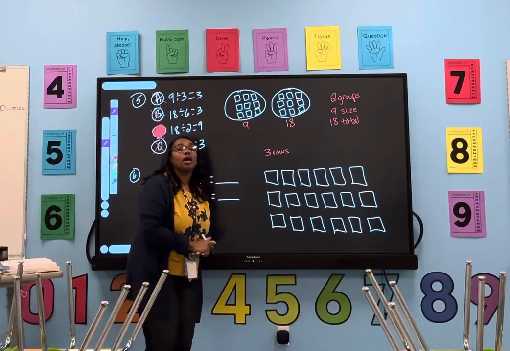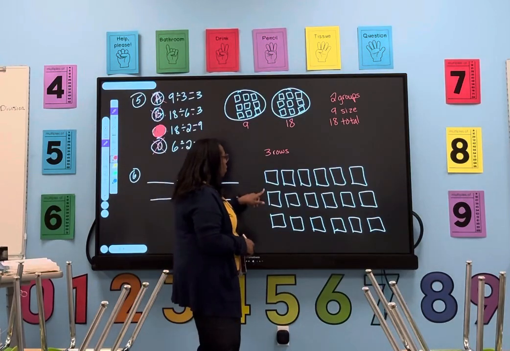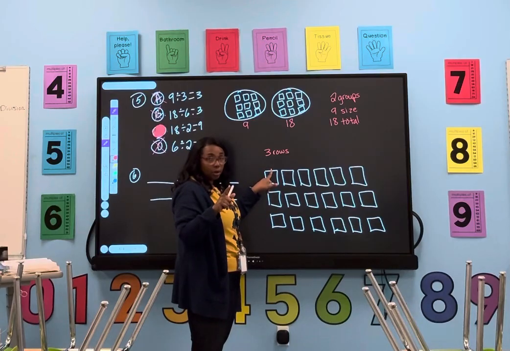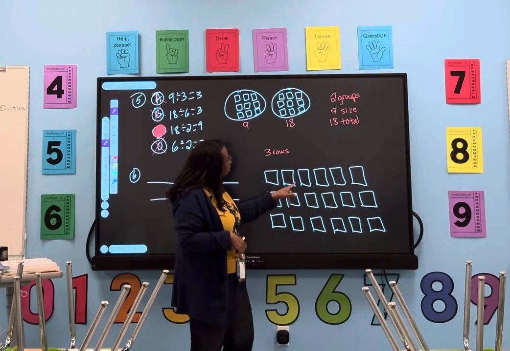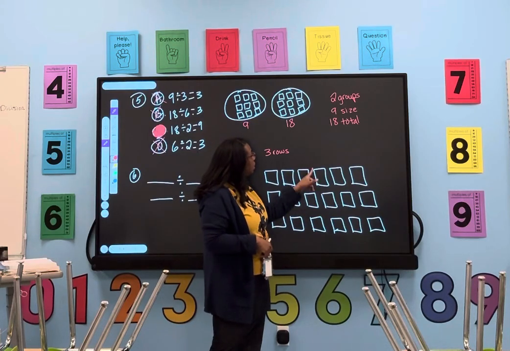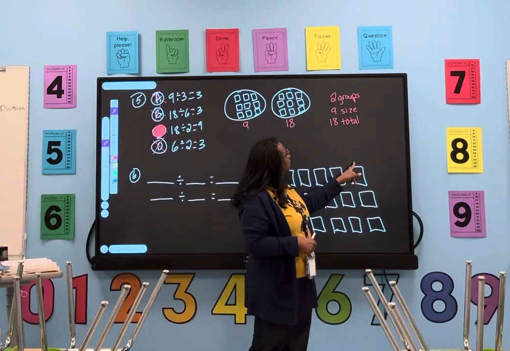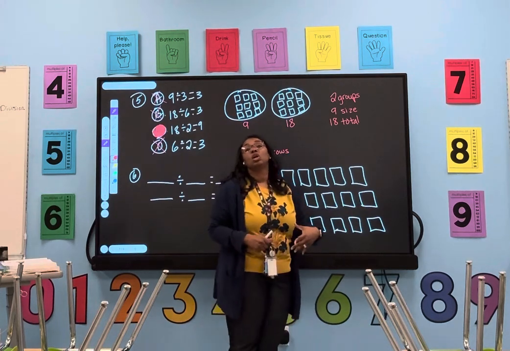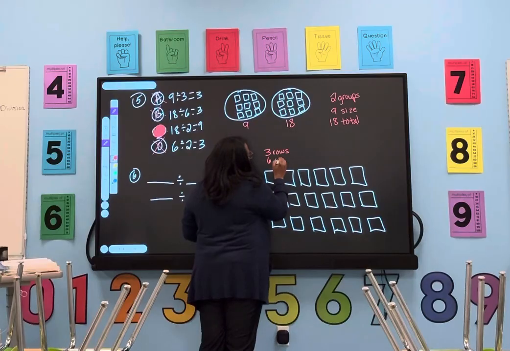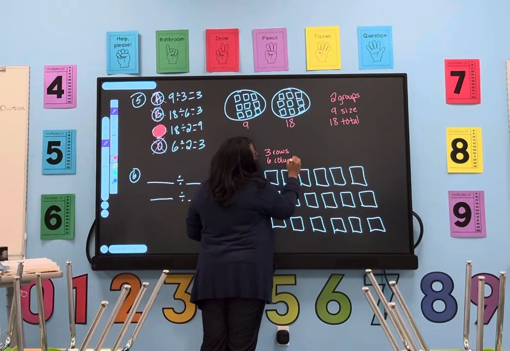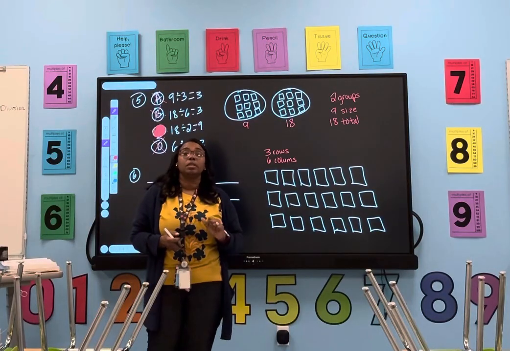Let's go to the columns. Let's see how many columns I have. I have 1, and columns go up and down. 1 column, 2 columns, 3 columns, 4 columns, 5 columns, 6 columns. So I have 6 columns, and I'm going to write that down. All right, so I have 2 of the numbers that I needed.